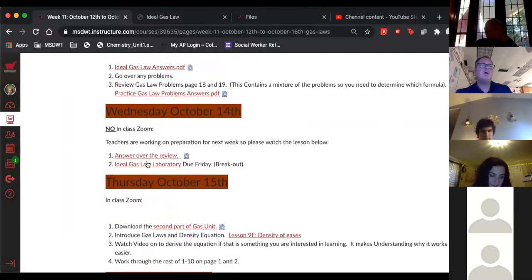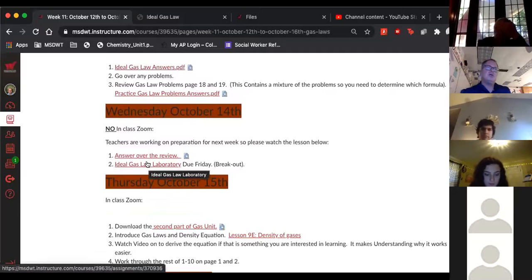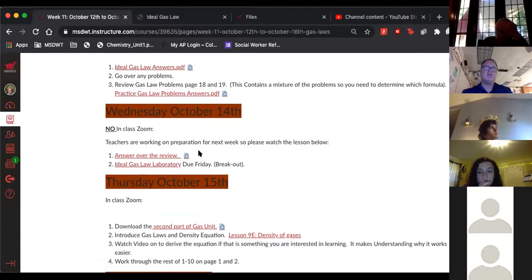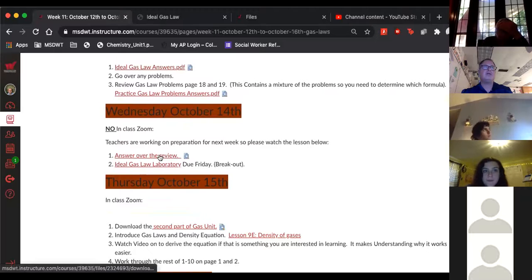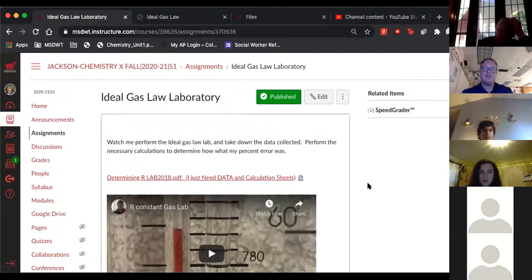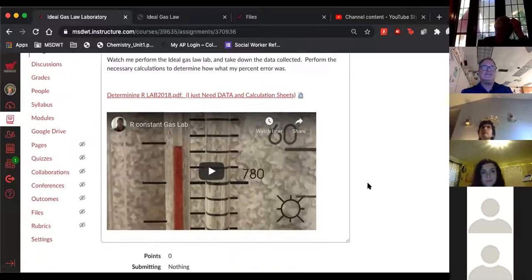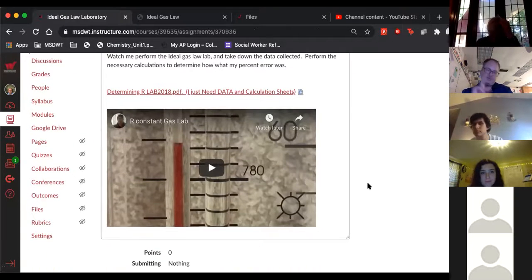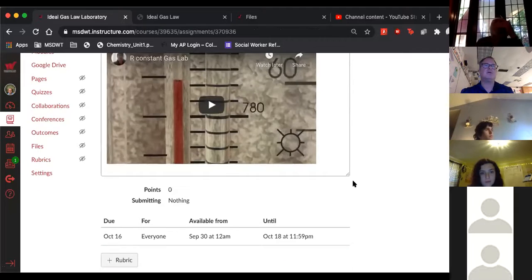Then tomorrow I will not be here because none of the teachers are really Zooming tomorrow. If they are, they must have special permission or something like that because we were told to prepare our classrooms for the students coming next week. So here are the answers to the review you're doing tonight. And here's the ideal gas law, which is due Friday. And that will be the last grade that I assign you, I believe. There is something on Friday that I'll assign you and I'll grade as well. That way you guys go right into it.